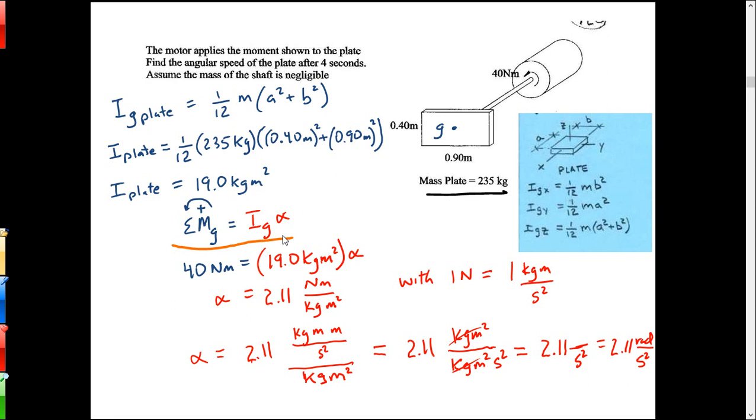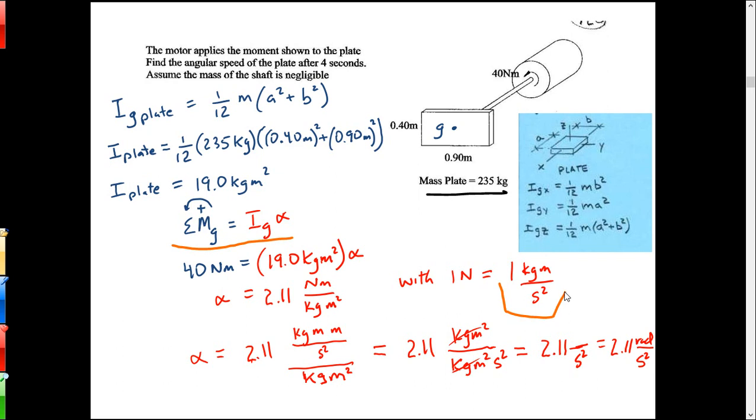Now, as long as you're in standard units, you don't need to worry about the conversions there, but really we're using the fact that a Newton is a kilogram meter per second squared, and that helps us get the units to work out right. But if you're in standard units, these equations will come out fine, so you don't need to analyze the units each and every time.